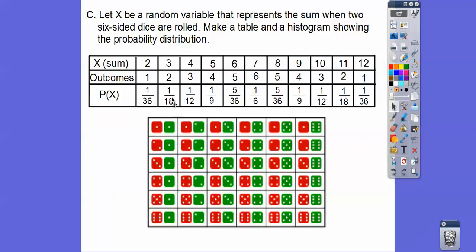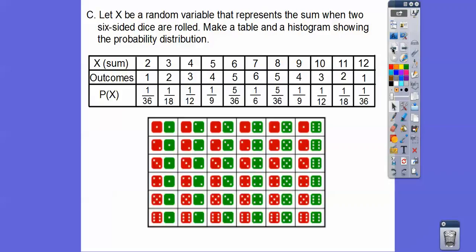Okay, how come this says 1/18th? Well, that's the reduced fraction of 2/36. So here's 2 times we can get a 3 out of the 36 different times right here. There's 36 possibilities. So 2 out of 36 is 1/18th. 3 over 36 reduces to 1/12. 4 over 36 reduces to 1/9. 5 over 36, here's 6 over 36, and so on. So that's where we're getting those. Okay, so it says make a table.